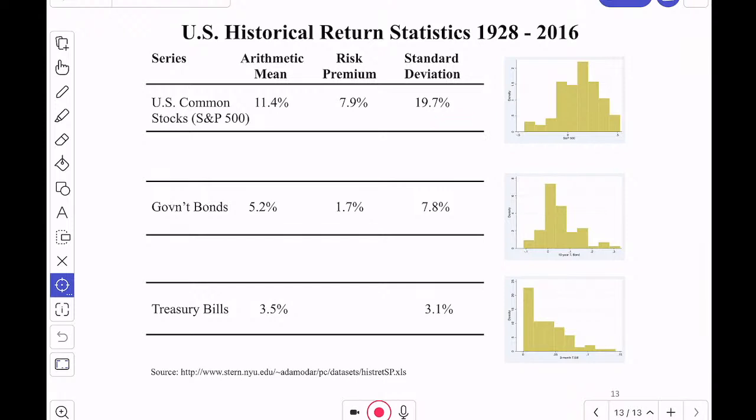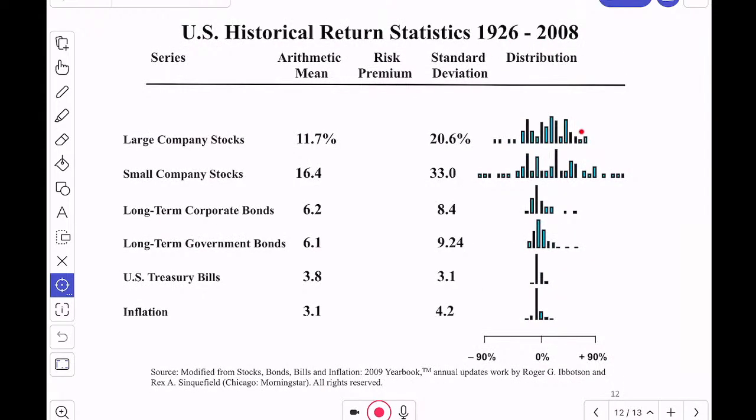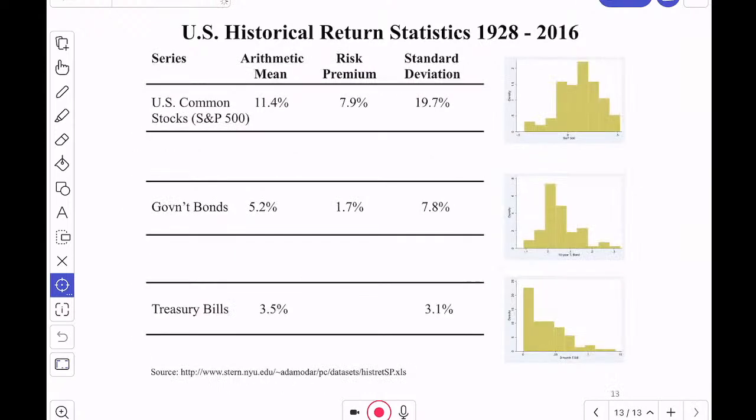So this is over 1928 to 2016. What about this other period? It's similar, right? 11.7 is the average, and the standard deviation 20.6. It's very similar to these results. So over time, it's quite stable.